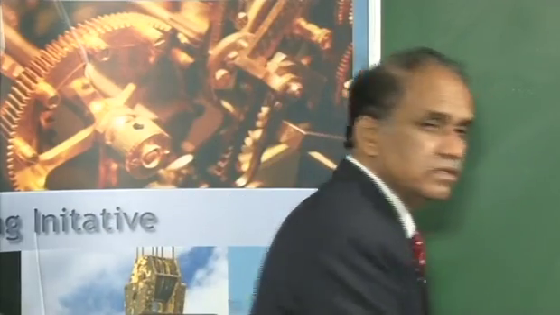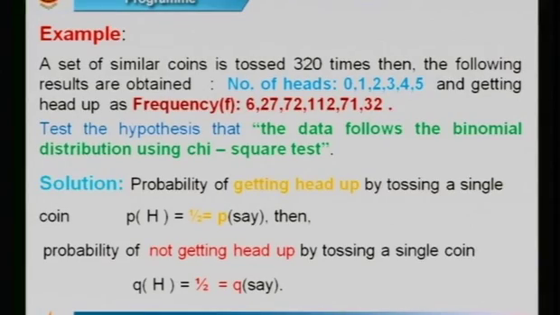In place of Poisson distribution, you do not apply binomial distribution, and vice versa. In the place of binomial distribution, don't apply the Poisson distribution, because the theory behind it is different, because the statement is different, and the values you are going to obtain in the form of P and Q in binomial distribution will be like this. A set of similar coins is tossed 320 times. Yes, suppose you toss a single coin.